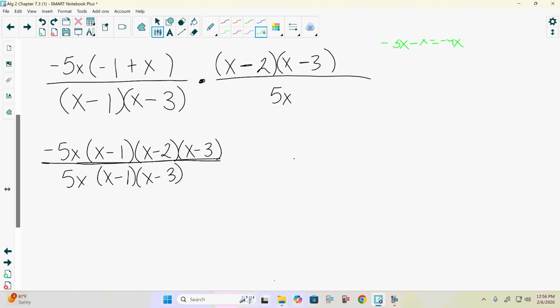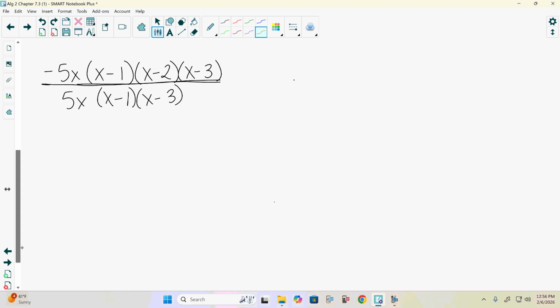Questions on this here? So what's in common on top and bottom? What can we simplify? We can simplify the x minus 1 with the x minus 1. What else? x minus 3 and x minus 3. Anything else?